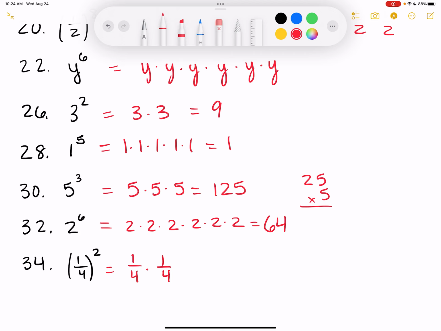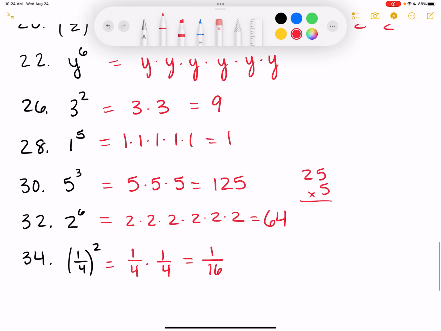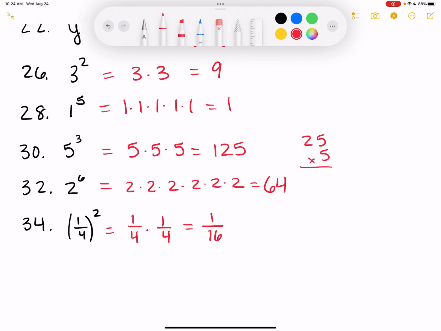And then when we multiply fractions, we multiply the top numbers times each other and then the bottom numbers times each other. So on the top, you have 1 times 1, which is 1. And then on the bottom, you have 4 times 4, which is 16. So the answer is 1/16. Let's see, that looks good for that section. The next ones, let me see what's left.